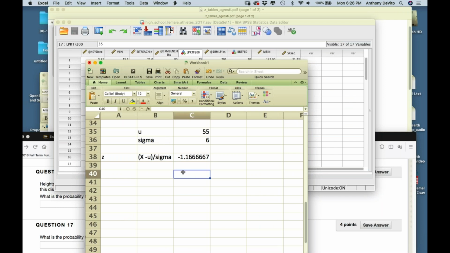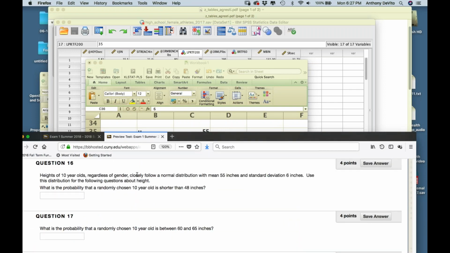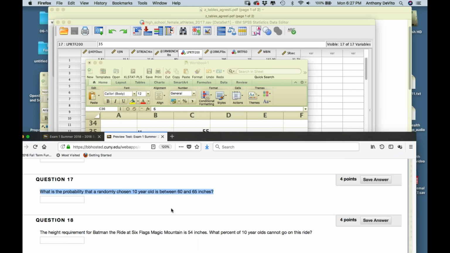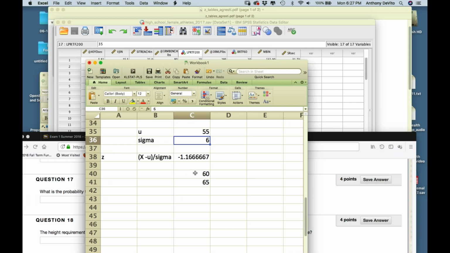Okay, so we want to know the probability that they're between 60 and 65 inches. In this case, the mean is 55, standard deviation is 6, and I hope I didn't change the problem here, did I? 10 years, okay. Probability randomly chosen 10-year-old is between 60 and 65. Okay, so in this case, the percentage of people that are under 65 inches tall, right? Well, how are we going to figure that out?